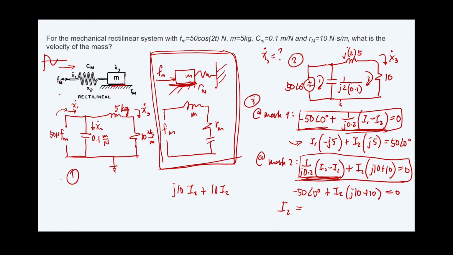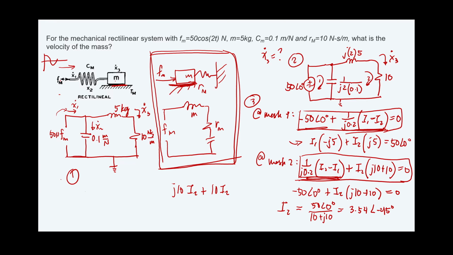So transpose negative 50, so that's 50 angle 0, and then divided by the coefficient here, J10 plus 10, so I just interchange the two. Then using your calculator, you have 50 angle 0 over 10 plus J10. So this is 3.54 angle negative 45 degrees.